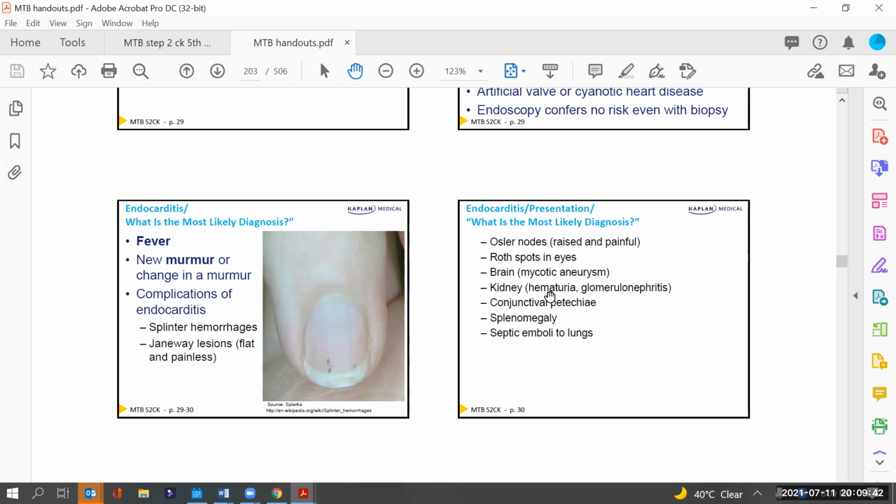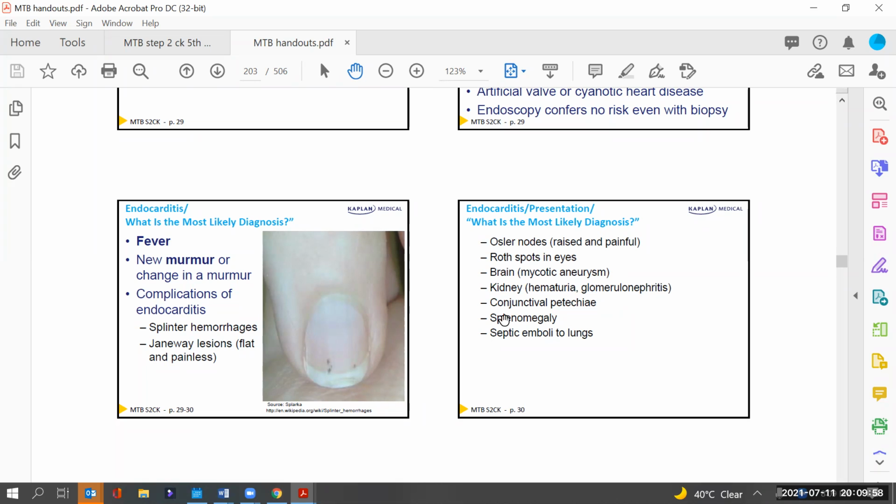These are all the advanced, but you can see hematuria. The patient may also present with hematuria. These are actually the presentation. So the patient is having fever, the patient is having murmur, the patient is also complaining of hematuria, like blood in urine, or the patient is having history of glomerulonephritis. Always think of this endocarditis.